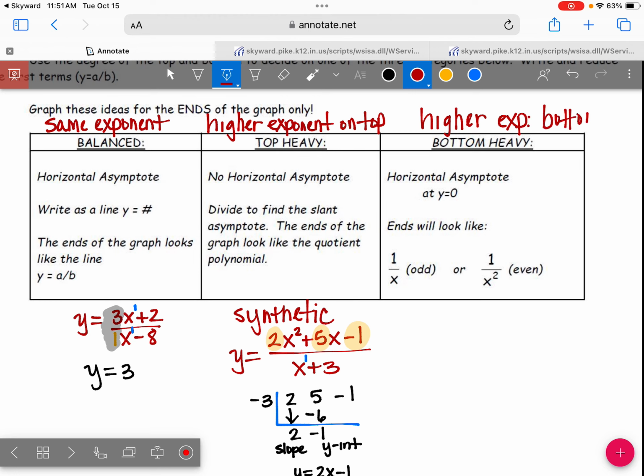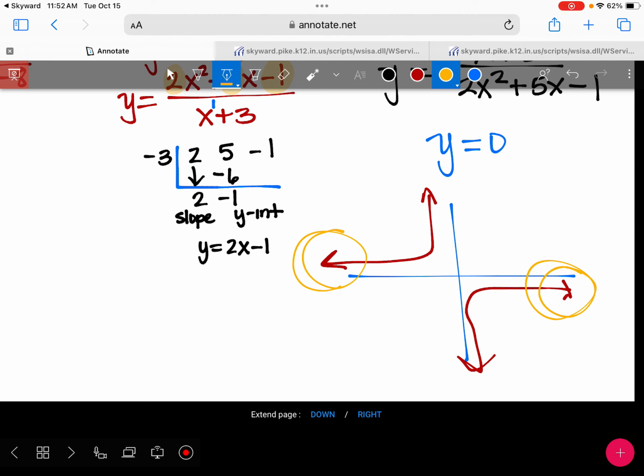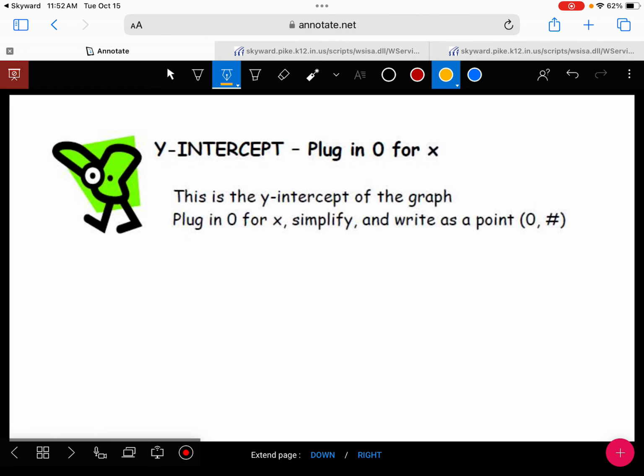So are my ends going to go straight? And if they're going straight, where are they going straight at? At what y value? Or are my ends at a slant? So the ends are the left and right arrows. The furthest to the left, the furthest to the right. That's the end of the graph. Good question. All right, y'all, let's finish this out.